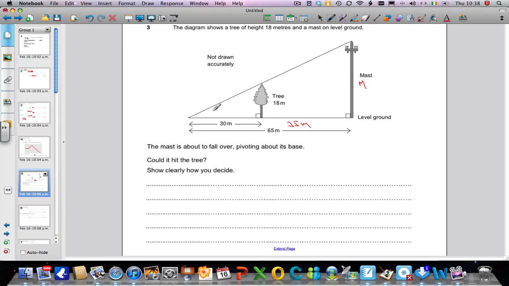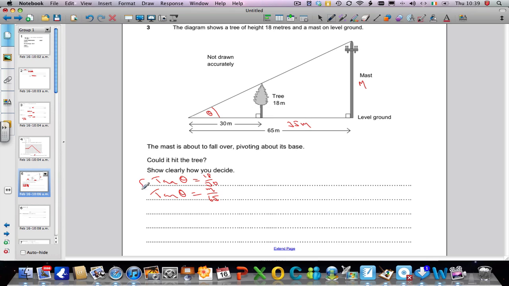So what I've done is I've called the mast M, and I'm calling this angle here theta. And if we use our trig functions, we know that the tan of the angle theta will equal 18 over 30, the opposite over the adjacent. But similarly, tan of theta should be equal to M, the opposite, over the adjacent, which is 65.